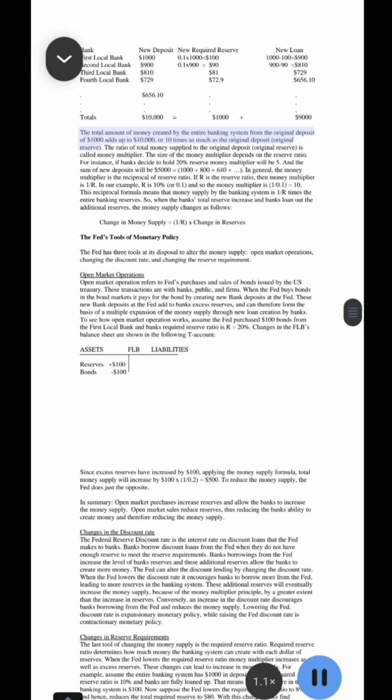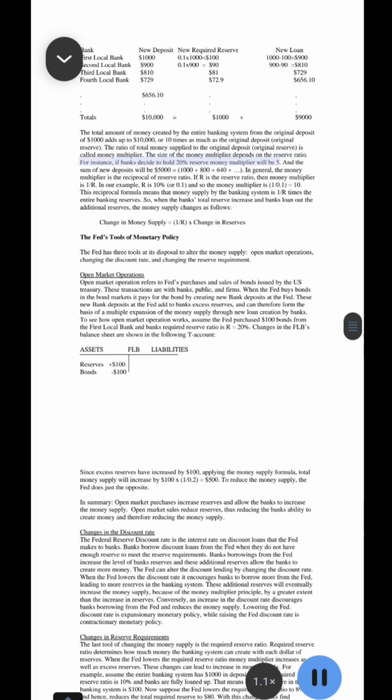The total amount of money created by the entire banking system from the original deposit of $1,000 adds up to $10,000, or 10 times as much as the original deposit, the original reserve. The ratio of total money supplied to the original deposit is called the money multiplier. The size of the money multiplier depends on the reserve ratio.